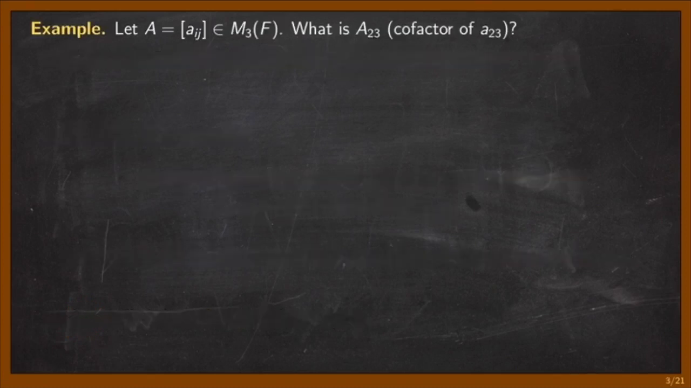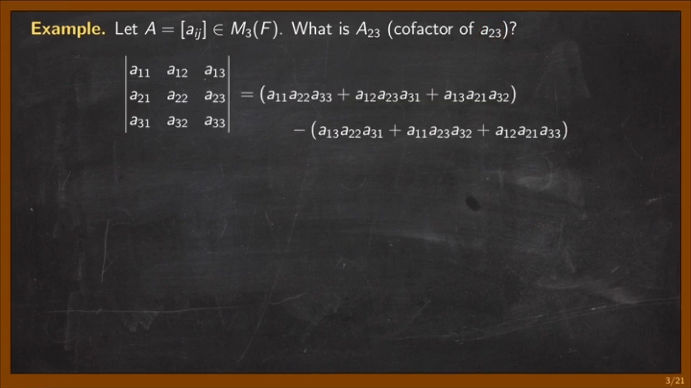Well, to illustrate this definition, let me choose a 3 by 3 matrix. And here, we would like to know the cofactor of the entry a23, or the entry in the 2, 3 position. So here is the determinant expansion of a 3 by 3 determinant. These terms correspond to the terms in the downward direction, and these terms represent the terms obtained from the upward line directions. All of these have minus signs before them.